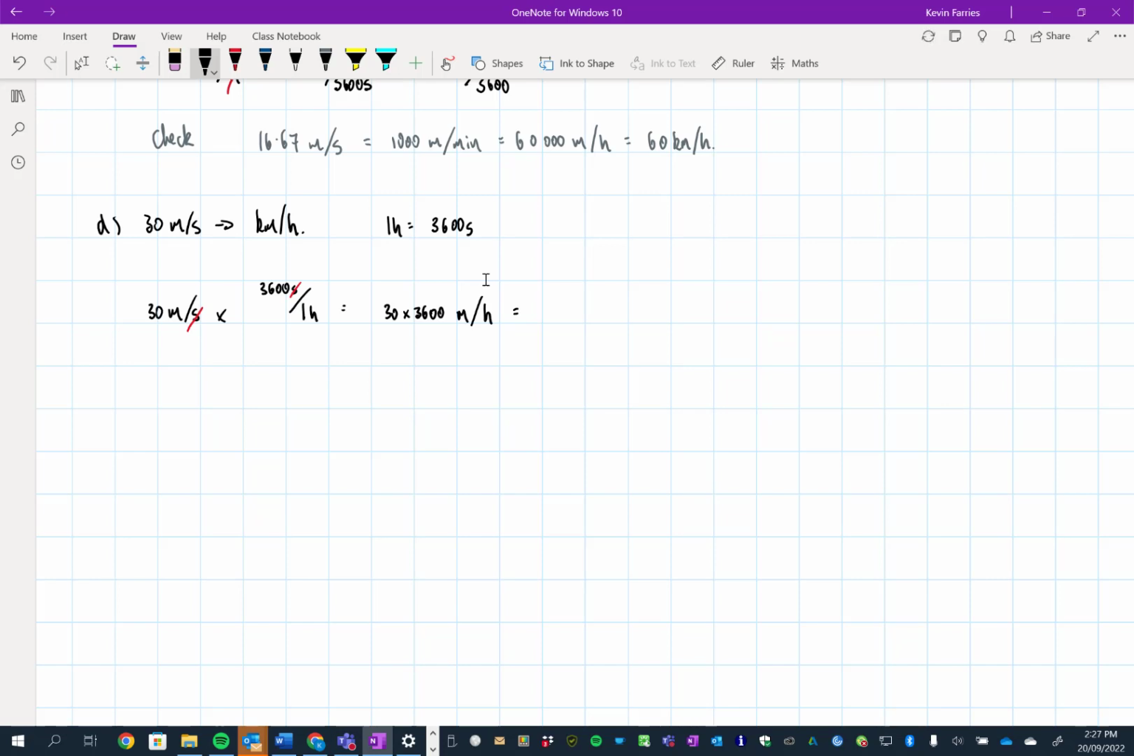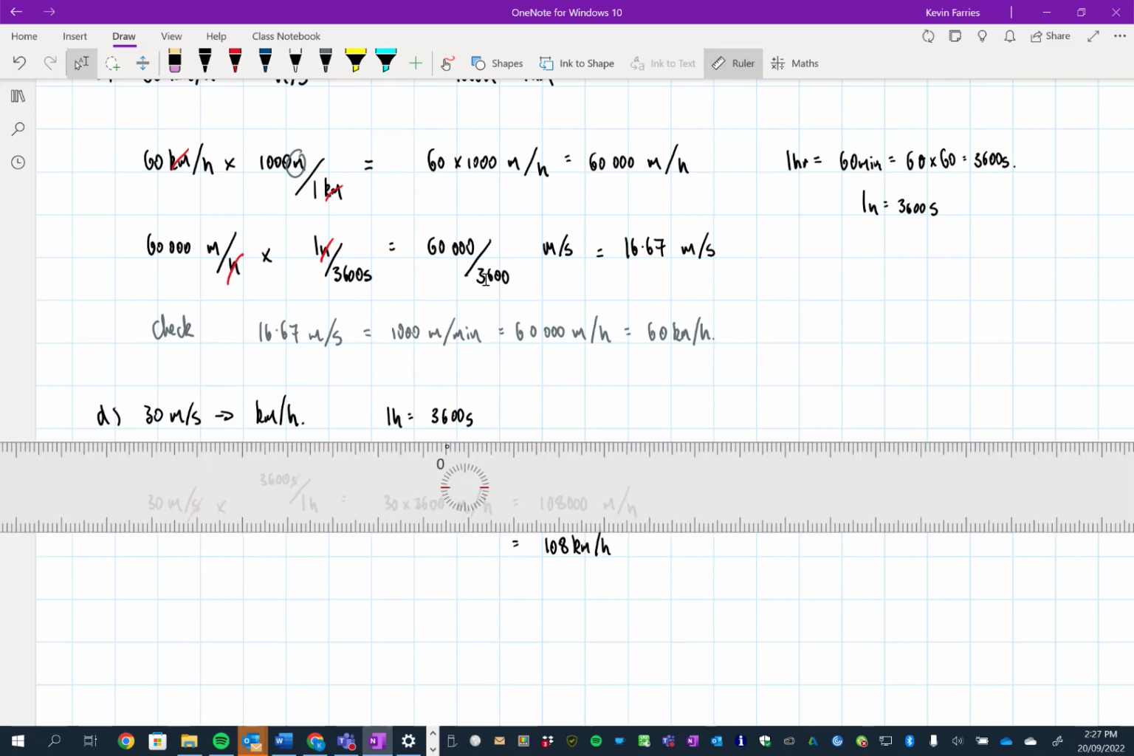is equal to 108,000, sorry, meters per hour. And then we can change that to kilometers. I think we can just do that in our head. We don't need to do the whole fraction thing. There's 1,000 meters in a kilometer, so it's 108 kilometers per hour.